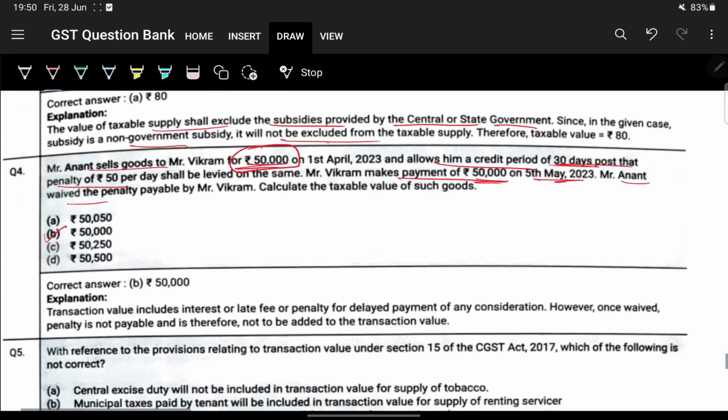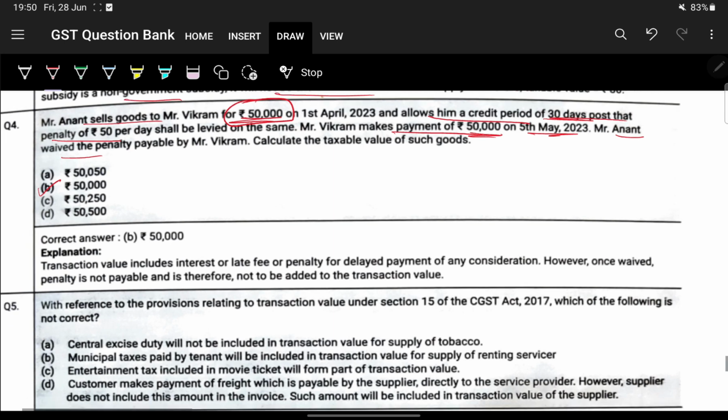Okay, next. Question number 5. With reference to the provisions relating to the transaction under section 15, which of the following is not correct? We'll have to find whichever we think is false. Central excise duty will not be included in the transaction value for supply of tobacco.